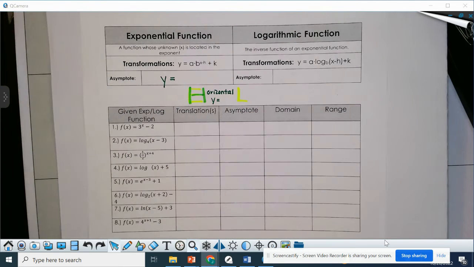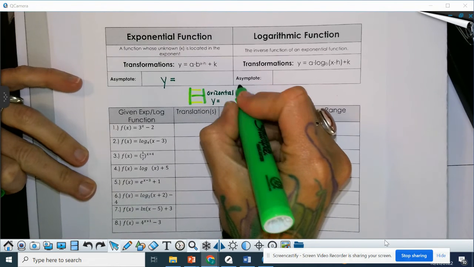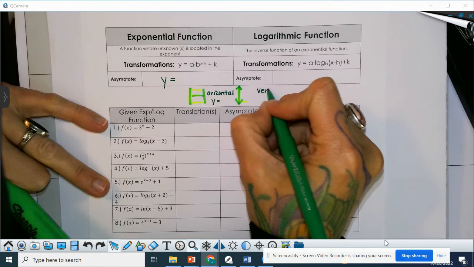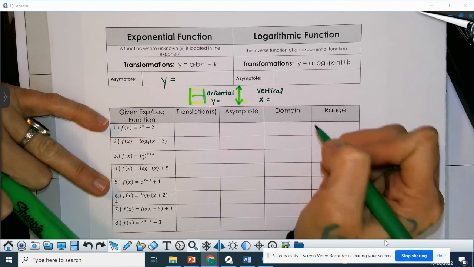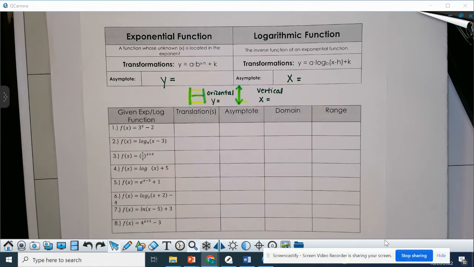And then for logarithmic, in my mind, this is an up and down, which means it's going to be your vertical. So a vertical asymptote. And it's going to be an x equals, because that's how all vertical asymptotes are. It's x equals. So speaking to your asymptotes, that's not a super mathematically sound way, but that's how in my brain I keep the two separate so I don't get them confused.